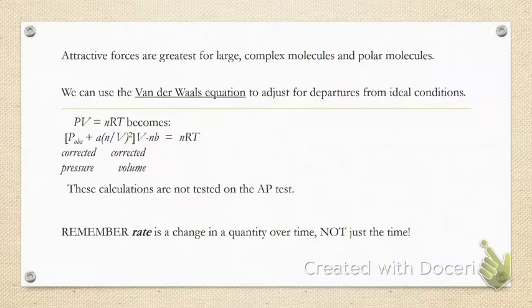We can use something called van der Waals equation to adjust for those departures from ideal equations, and it looks like this. But don't worry, you're not tested on it. Doesn't mean you can't be asked a question concerning their behaviors, but if you look at this and understand that you can correct for that. But you will not be tested on the AP exam for that, okay? And then remember that rate is a change in quantity over time, not just time, okay?